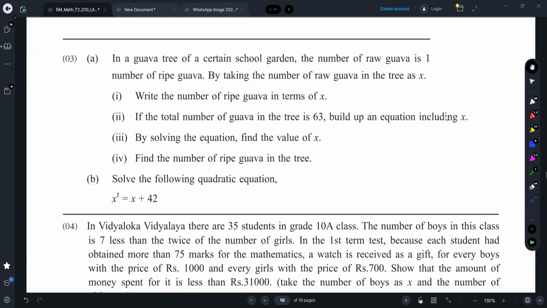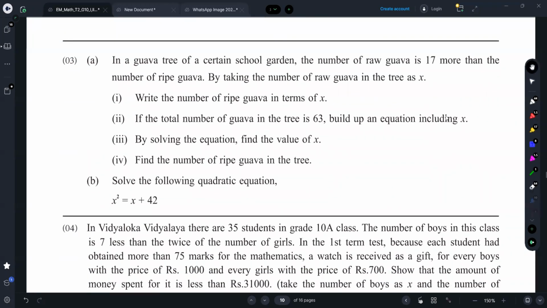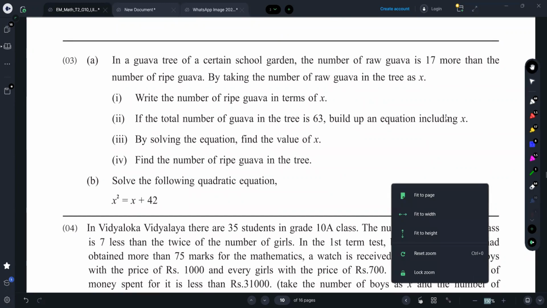So, in a guava tree of a certain school garden, the number of raw guava is 17 more than the number of ripe guava. By taking the number of raw guava in the tree as x, write the number of ripe guava in terms of x. Okay. There is a part remaining. Equations. Try to build up an equation.